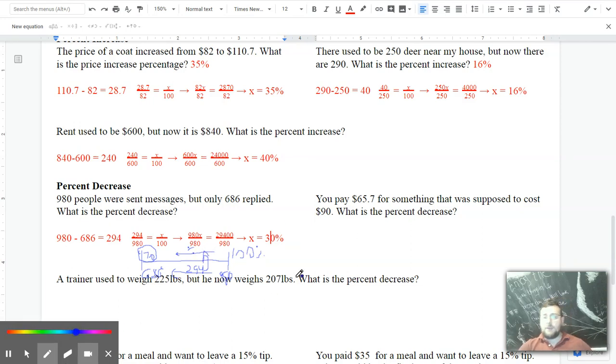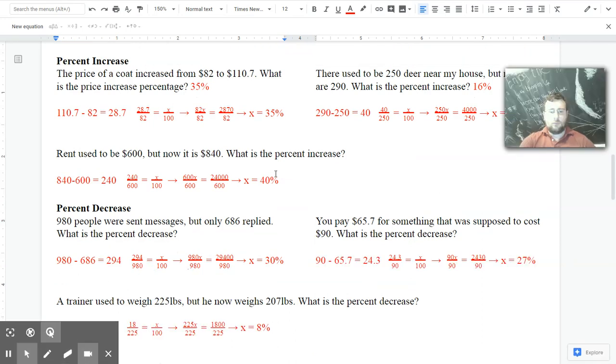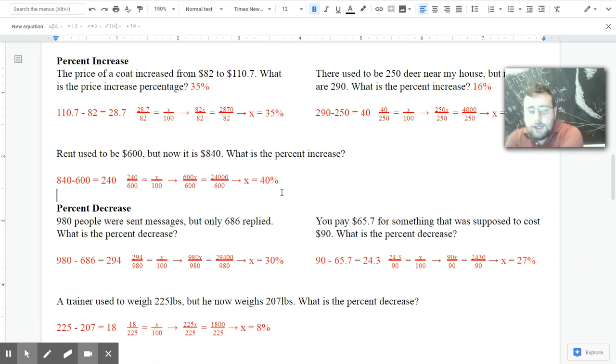Try the same method for the next two problems and see if you get them right. All right, so here you see the answers for those problems that were left. So on problem 2, I actually did 90 minus 67.5, and I got 24.3 to be the difference between the values, and that's what I'm going to use for the part.